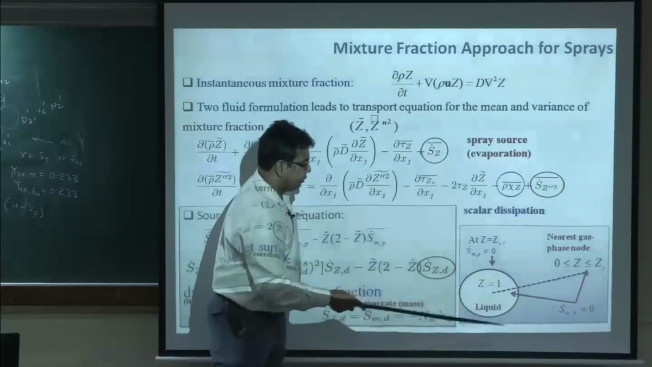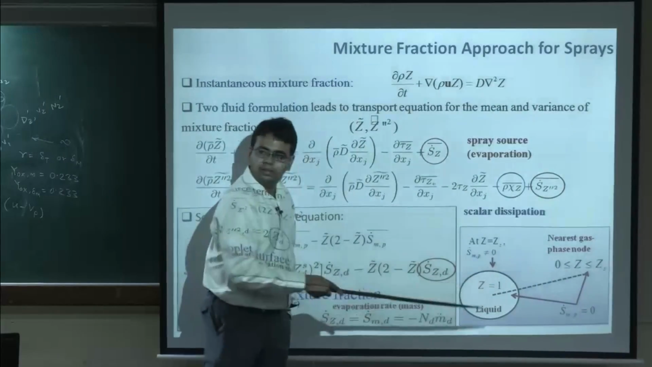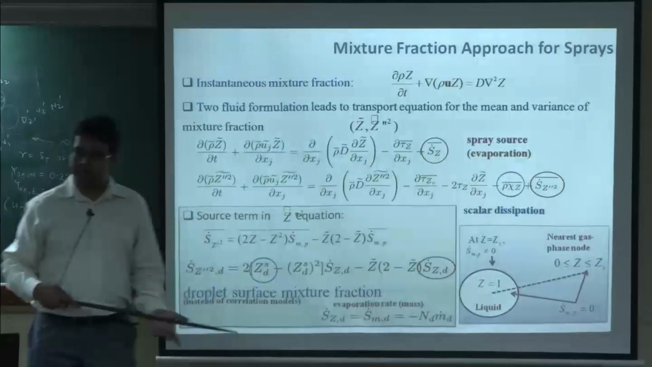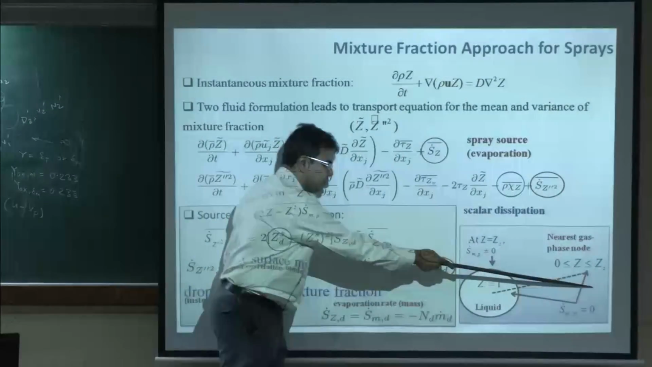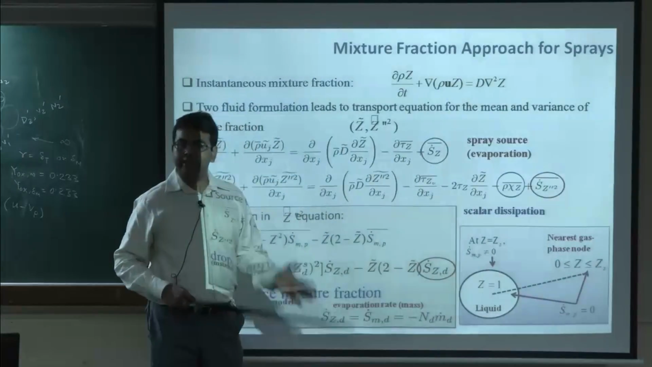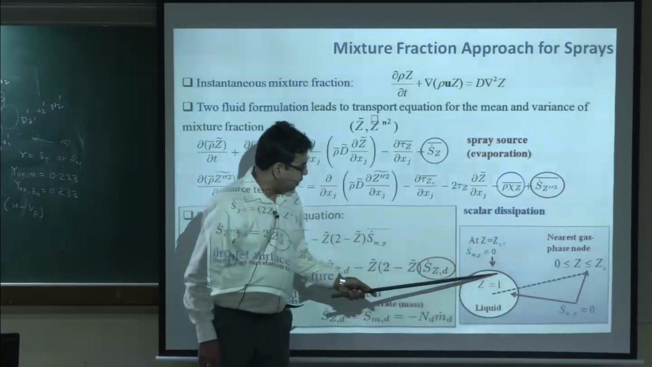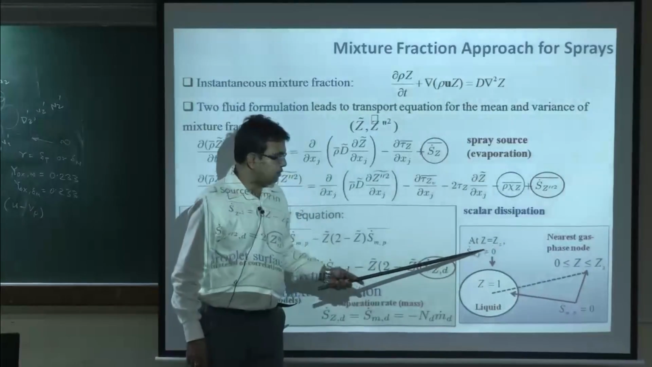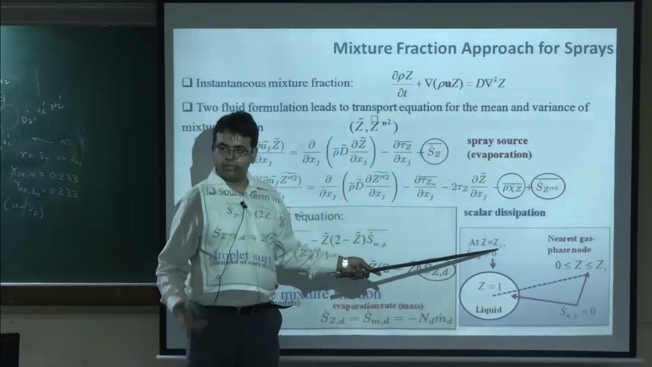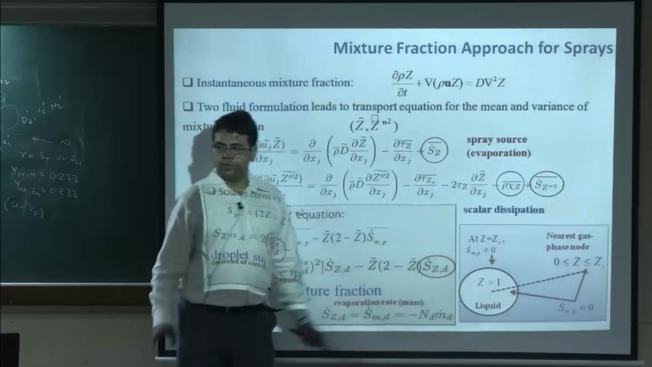Now this source term S dot M is 0 within the liquid droplet, right. If you are within the liquid droplet, there is no source term, there is no evaporation. If you are in the gas phase, the source term is also 0. The source term is present only at the interface between the liquid and the gas phase, at Z equal to Z surface. We can calculate Z surface if you know the fuel mass fraction at the surface. So there S dot M is non-zero, everywhere else it is 0.